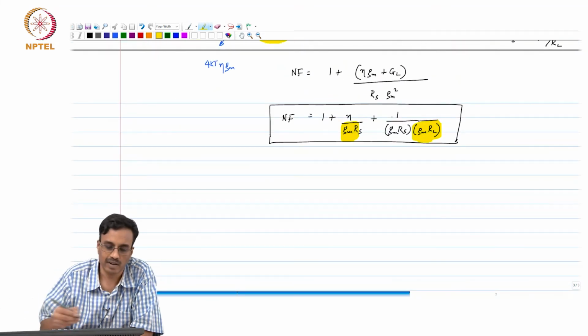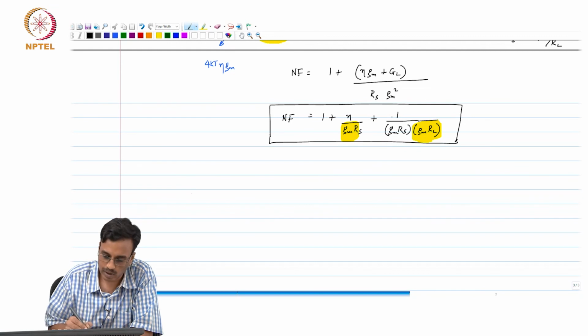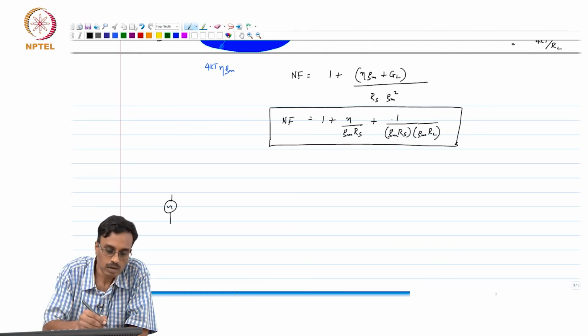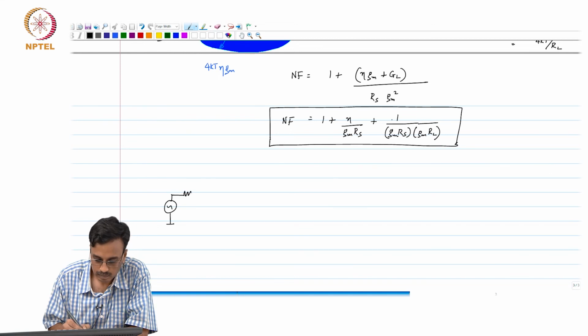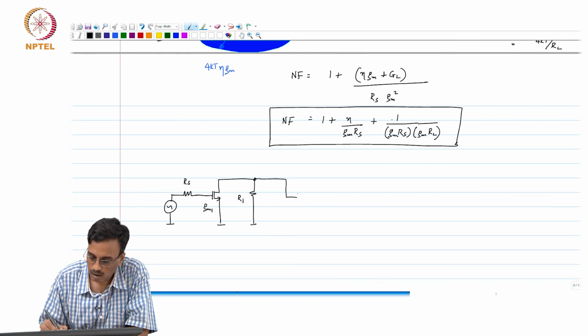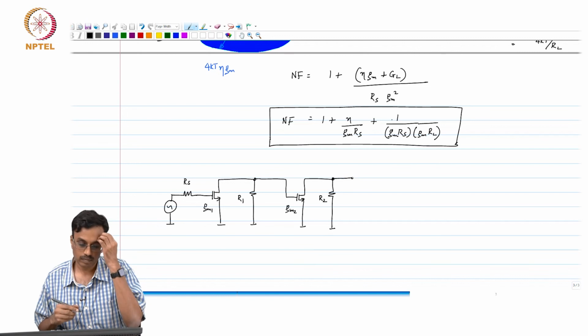The next thing I am going to do is another example, but I am not going to go through the algebra. I will leave you to do the algebra, but what I would like to discuss is intuitively what we should expect. So, there is a 2-stage amplifier, this is Gm1, R1, Gm2, R2, all right.